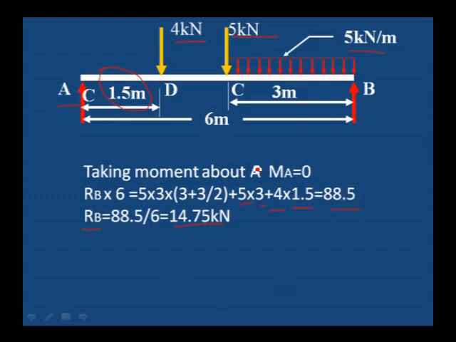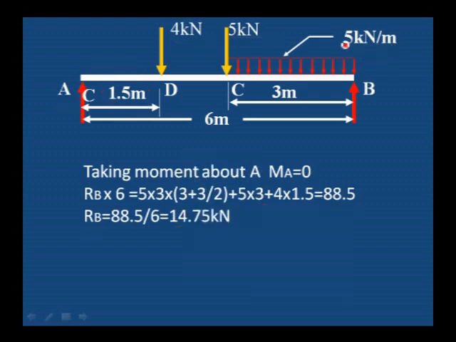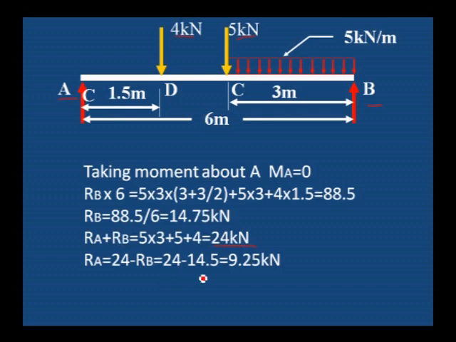Next, to calculate the reaction at A, downward forces. What are the downward forces acting? One is 5 kilonewton per meter, 5 into 3, 15 kilonewton, plus 5 kilonewton plus 4 kilonewton. 15 plus 5, 20 plus 4, 24 kilonewton is the downward forces acting. Upward forces is RA plus RB. RA plus RB is equal to 5 into 3 plus 5 plus 4, that is 24 kilonewton. Therefore, RA is equal to 24 minus 14.75. This is the value of RA, 9.25 kilonewton.